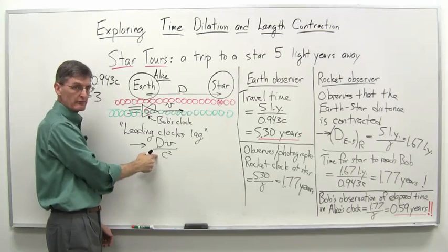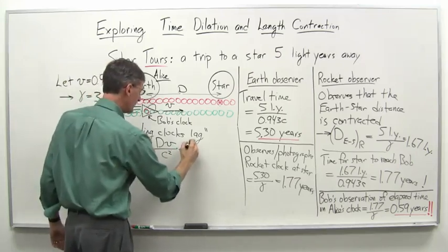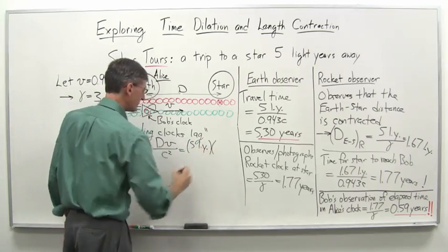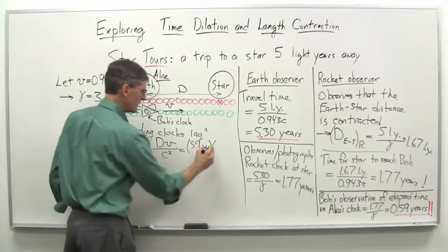Well, let's put some numbers in now. So d is 5 light years. V is 0.943c.